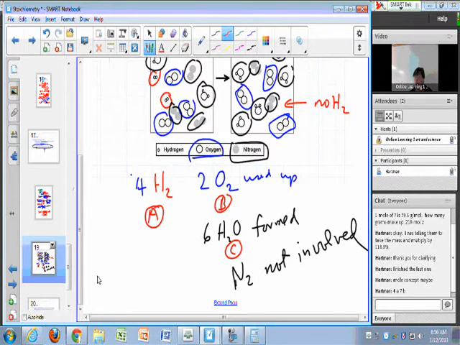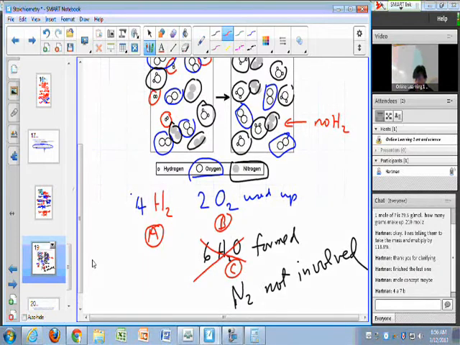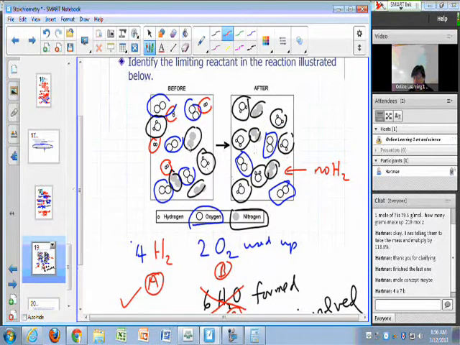Okay, the limiting reactant is the reactant that would be used up first. It's a reactant, so it can't be C, right? And which one is in fact used up first here? H2. You don't have any H2 in the after picture. So the correct answer is A. H2 is your limiting reactant. You don't have any H2s left. From 5 O2s, you still have 3 O2s left on the right. The correct answer is A.